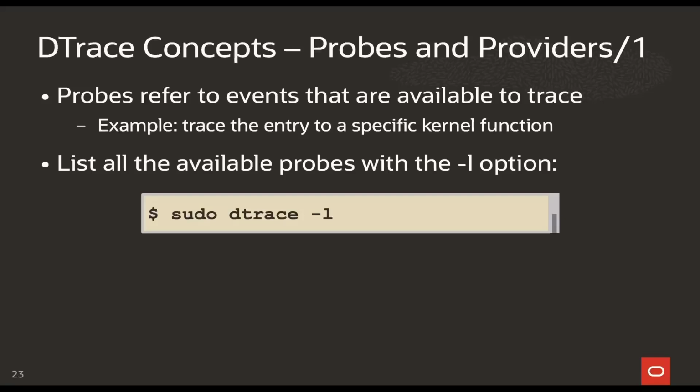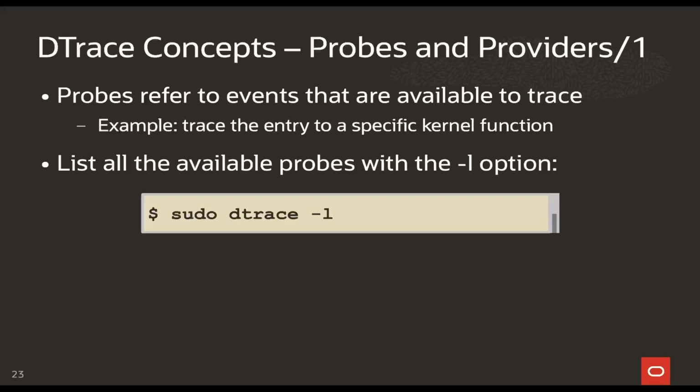Probes are predefined in the system. I'll show you in a very short while how you can list all the events that are available to be probed, and you select from those whatever you like to do. For example, you may want to trace the entry to a specific kernel function. When that happens, when that kernel function is executed, you define the actions that need to be taken.